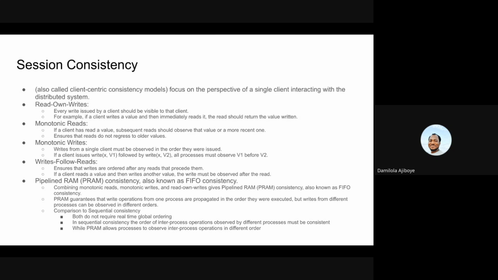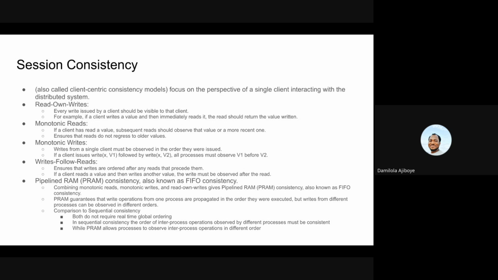Next is pipelined RAM, PRAM consistency, or FIFO consistency. We looked at four properties, but if you combine three of them, monotonic writes, monotonic reads, and read your writes, you get this consistency model called the pipelined RAM consistency model. And it guarantees the things we've talked about.